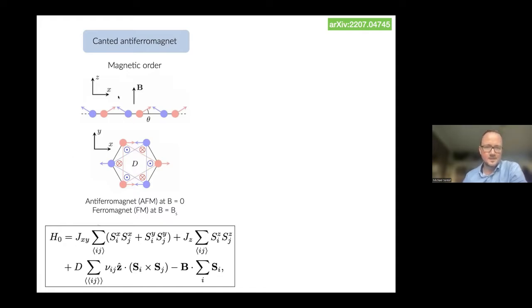And basically, what you wind up getting is, depending on the signs of these interactions, for example, we consider an in-plane antiferromagnetic interaction. So the system will be antiferromagnetically ordered without the magnetic field, and then the magnetic field cants the spin out of the plane. But the model is not so important. The mechanism is quite general that I'm going to discuss.